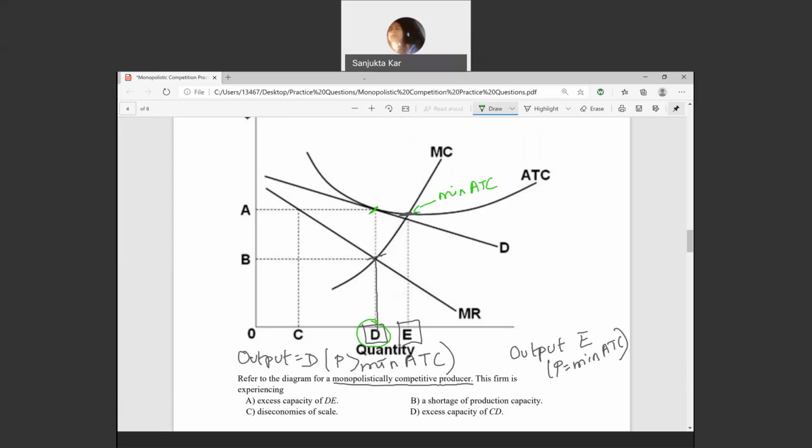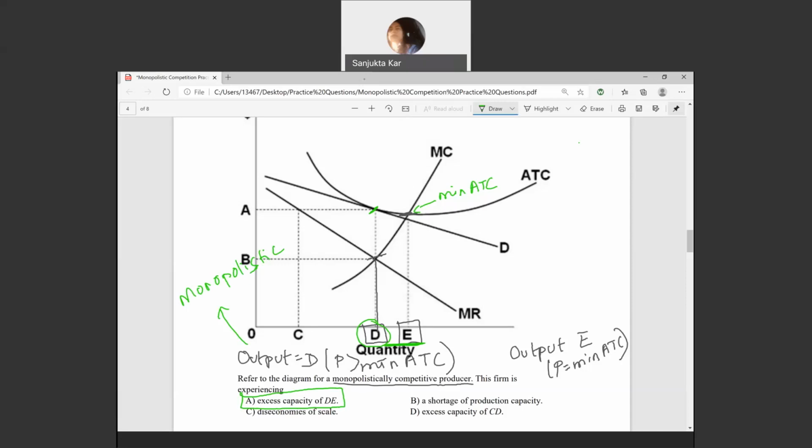And this output D is also the monopolistically competitive output. So the difference between these 2 points, this is the excess capacity. So your answer will be D. There is an excess capacity of DE. This is the characteristic of a monopolistically competitive market structure.